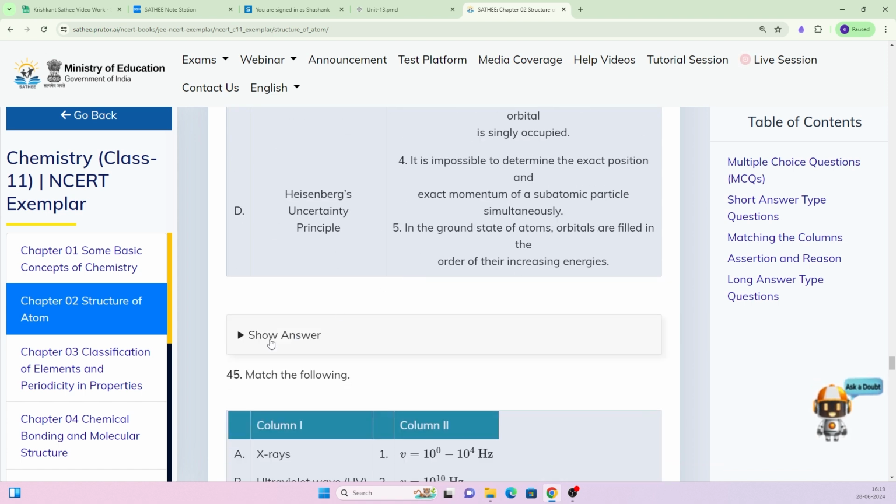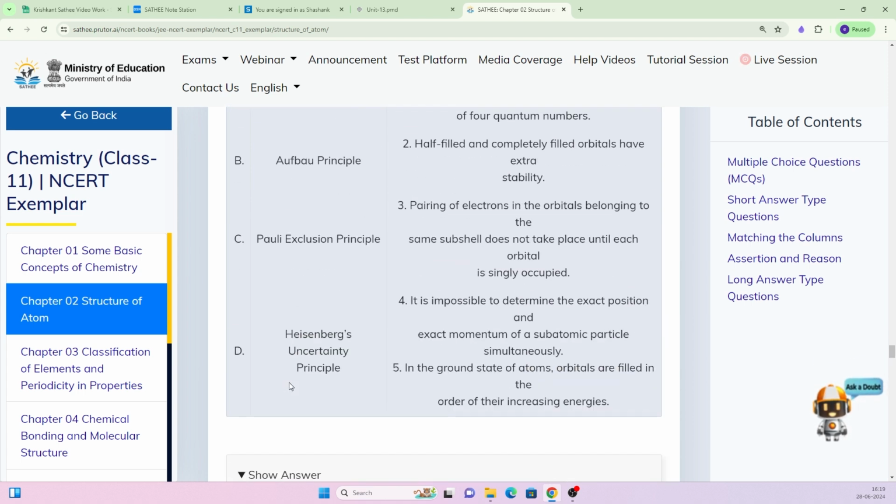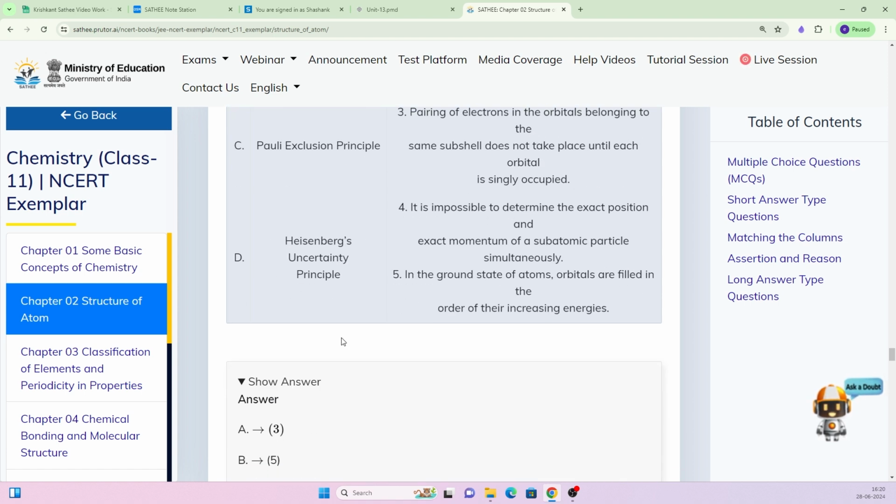So let us see. A, we have 3. Okay, correct. So I think not. This is not Hund's rule of maximum multiplicity, that half-filled and full-filled. It is about exchange energy. The pairing of electrons belonging to the same subshell does not take place until each is singly occupied. So this is Hund's rule, 2 of A of 3.